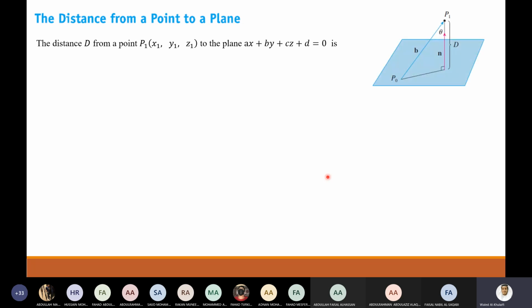So let's assume I have point P1, and I want to find the distance from P1 to any plane. Let's say the plane has this linear equation: ax + by + cz + d = 0. And keep in mind the d is on the left side here. In order to find the distance, we draw a line from P1 to the plane, perpendicular to the plane.